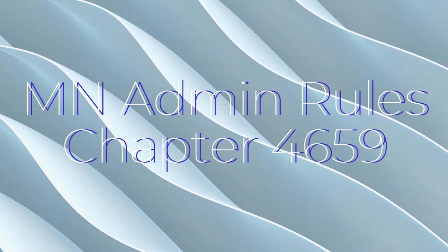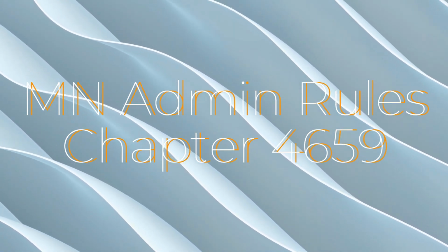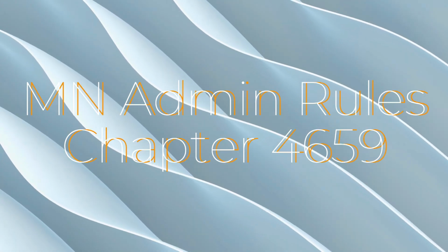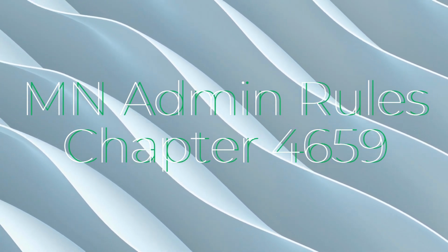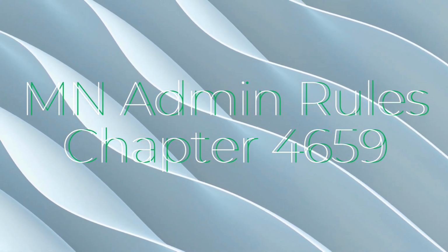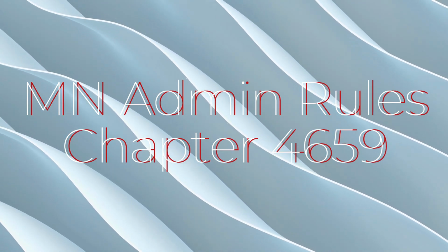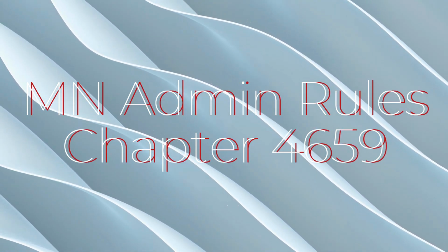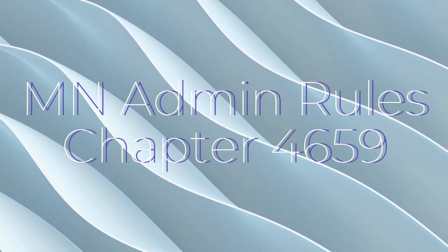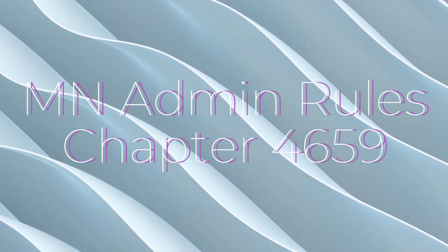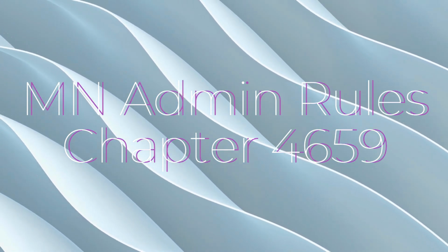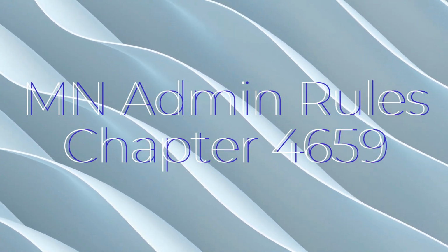4659.0090 Uniform Checklist Disclosure of Services. Subpart 1. Definition. For purposes of this part, Uniform Checklist Disclosure of Services, or checklist, means the checklist developed and posted by the Commissioner under Subpart 2 and Minnesota Statutes, Section 144G.40, Subdivision 2, that an assisted living facility must provide to prospective residents before a contract is executed to enhance understanding of policies and services that are provided and are not provided by the facility.